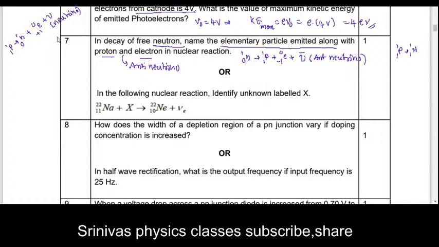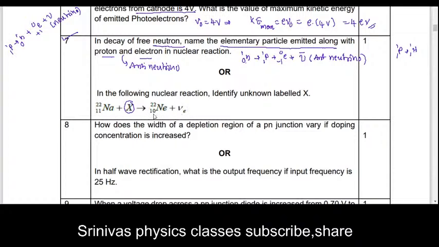In the seventh question they are asking that when a neutron converts into a proton and electron, along with that one more particle will be emitted. What is the name of that? It is the anti neutrino. And in the next question, in the following nuclear reaction, identify the unknown labeled value of x. This x value we have to identify. X is what? For that we have to see here.